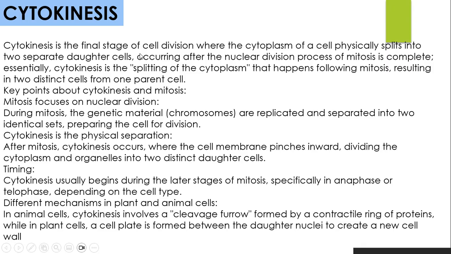Cytokinesis is the final stage of cell division where the cytoplasm of cells physically splits into two separate daughter cells, occurring after the nuclear division process of mitosis is complete. Cytokinesis is the splitting of cytoplasm that happens following mitosis, resulting in two distinct cells from one parent cell. A key point about cytokinesis is that mitosis focuses on nuclear division. During mitosis, the genetic material, chromosomes, is replicated and separated into two identical cells, preparing the cell for division.